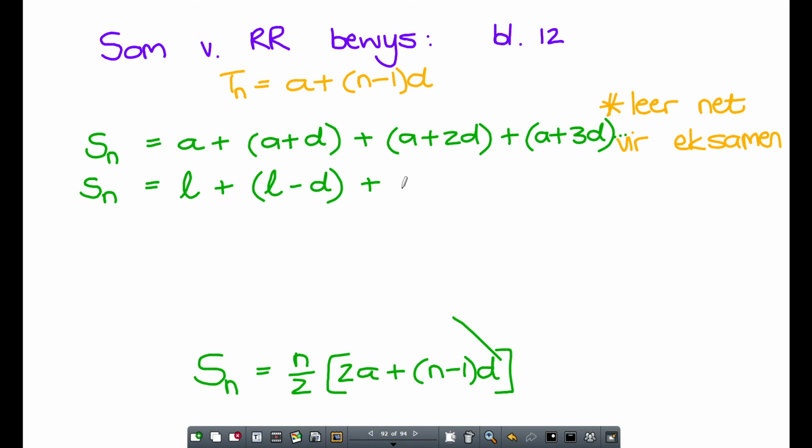Plus the term just before that would be the last term minus 2 times the constant difference. Plus, wat het ek nou hier gedoen? Okay. Plus last term minus 3 times the difference. En dan gaan hy so aan.